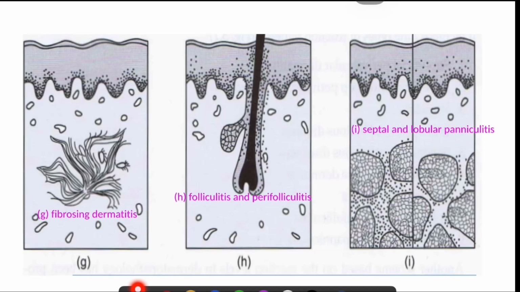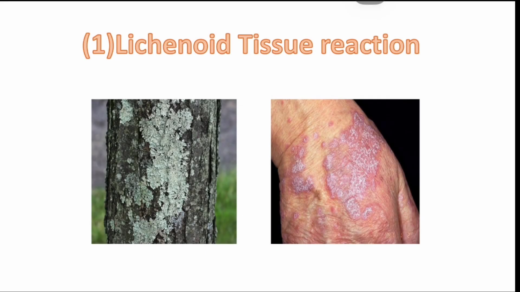Folliculitis and perifolliculitis means the hair follicles are affected and mainly show inflammatory infiltrate surrounding the hair follicles. Septal and lobular panniculitis. Panniculitis means the subcutaneous tissue where there is a lobular pattern as well as a septal pattern, where in septal pattern there is diffuse inflammation, and lobular means inflammation surrounding the lobules of the fat. So, this is the Ackerman schema.